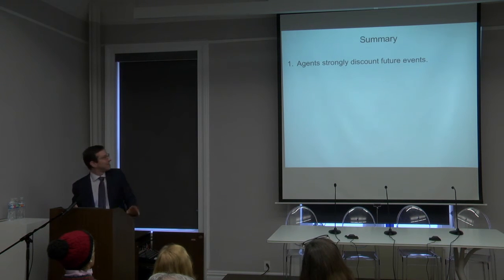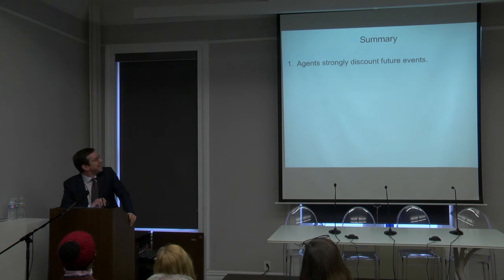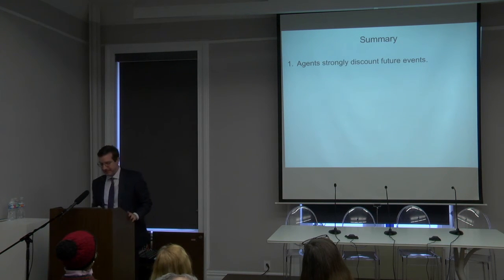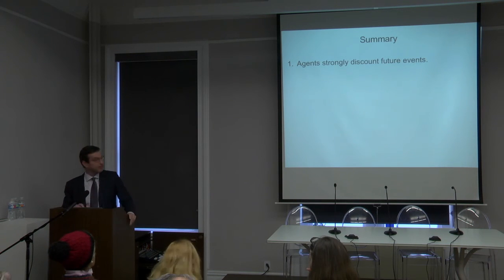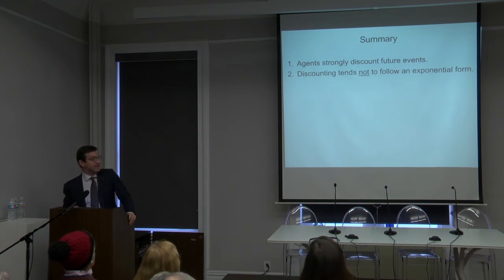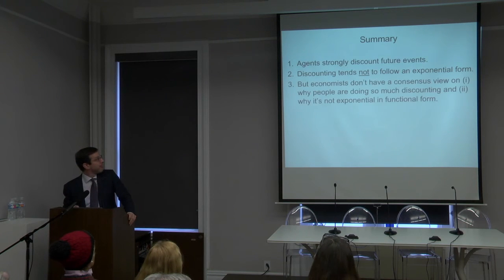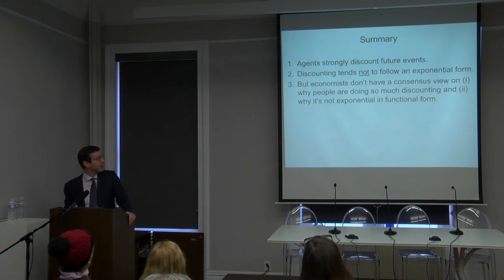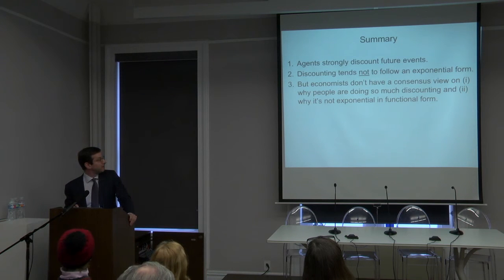Let me summarize in the 30 seconds I have remaining, or maybe less than 30 seconds remaining. Agents strongly discount future events. I think now there's overwhelming evidence for that in the literature, both animal and human models. Discounting tends not to follow an exponential form. We don't have a consensus view in economics, and I think as I talk with great interest to my colleagues in other fields, I don't think there's a consensus view anywhere on why people are doing so much discounting and why it's not exponential in functional form.